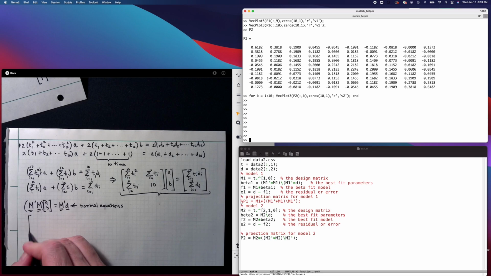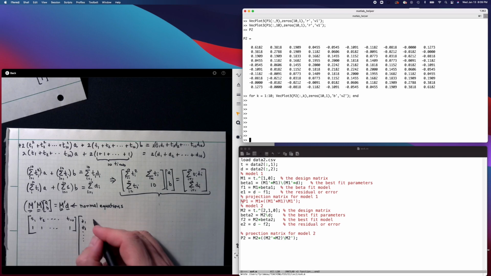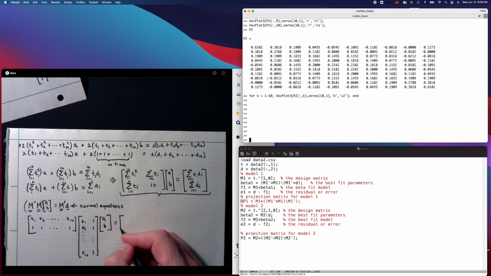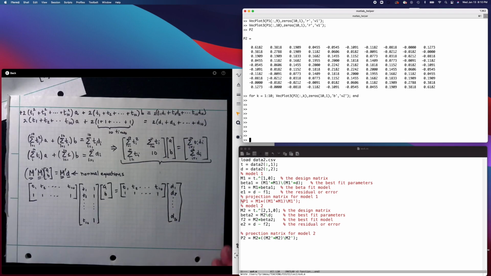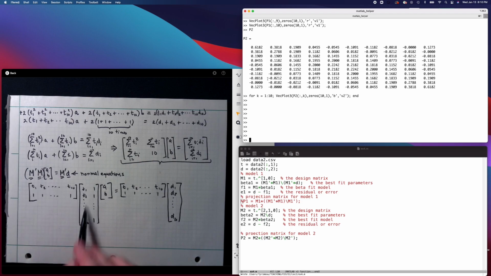So let's compute M prime M. M prime is going to be T1, T2, up to T10 in the first row, and 1, 1, 10 times in the second row, times M, times (a, b), equals M prime times D1, D2, up to D10. And now we can multiply this out. So this multiplied by this is going to be T1 squared plus T2 squared all the way up to T10 squared. So the first element of my 2 by 2 matrix will be the sum of the T sub i squared. So the first one matches.